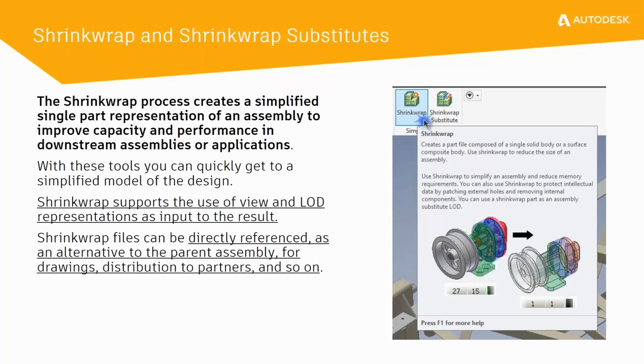Let's talk in more detail about Shrinkwrap and Shrinkwrap Substitutes. The Shrinkwrap process in essence is just simplifying an assembly down to a single component. This helps improve your capacity for managing and working with large assemblies, but also the performance of your system, whether using that design or any other downstream assemblies or applications. Shrinkwrap supports the use of view and LOD representations as an input to the result. And you'll also note that Shrinkwrap files can be directly referenced as an alternative to the parent assembly for drawings, distribution to partners, and so on.